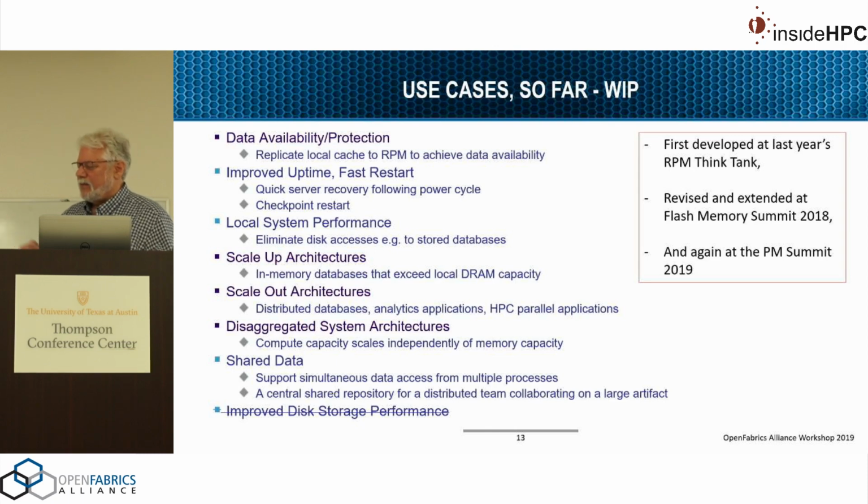The first one, the most obvious one, is data availability and protection. This is the one that's driving the current SNIA HA white paper, the high availability white paper. The theory is if data is local and it's not written somewhere else, it's not available, it's not protected. So what's driving the development of the HA white paper is the idea that you want to be able to replicate local cache to remote persistent memory in order to achieve data availability.